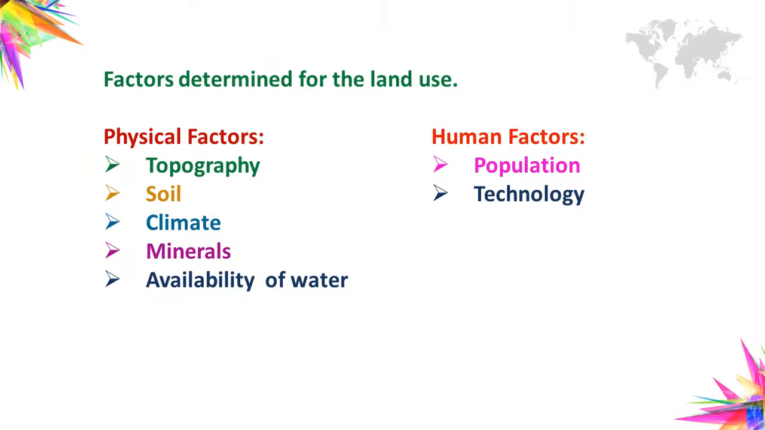The land use is determined by physical factors such as topography, soil, climate, minerals and availability of water. It also has some human factors such as population and technology. All these factors determine the land use.